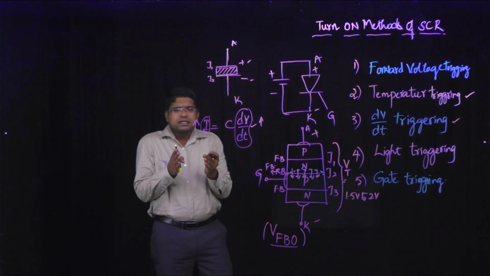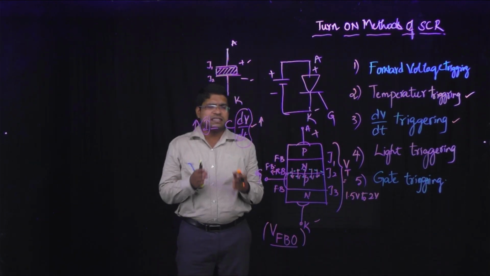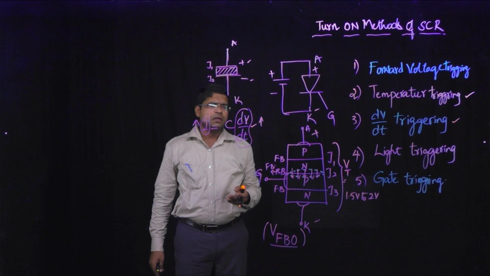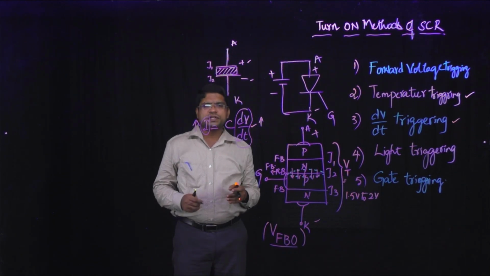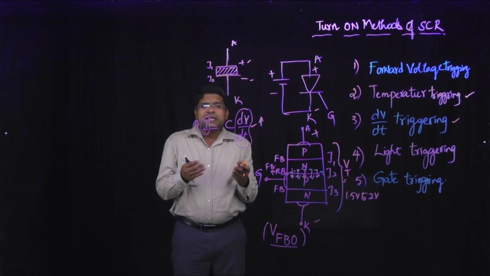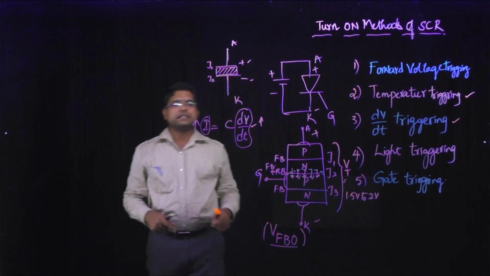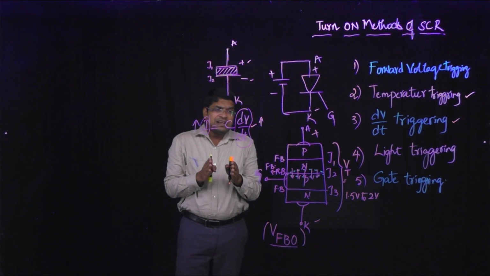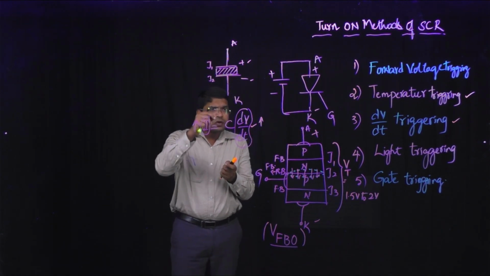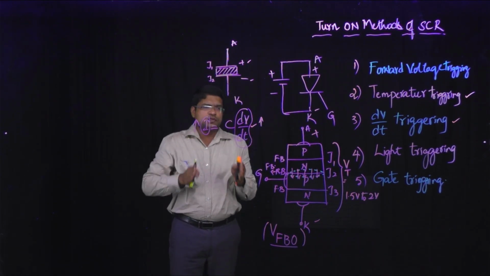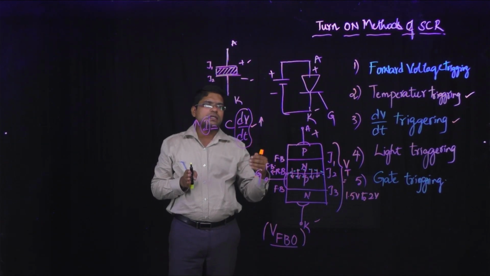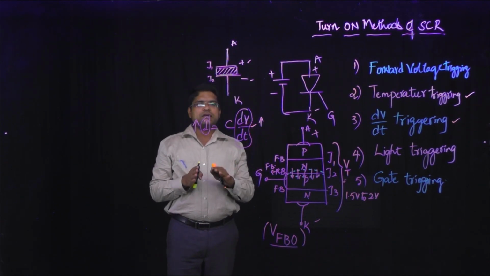However, this method is also practically avoided because it is also called false triggering, or unwanted triggering, and it also produces very high voltage spikes across the SCR. These high voltage spikes may damage the device. So practically this type of triggering is avoided.